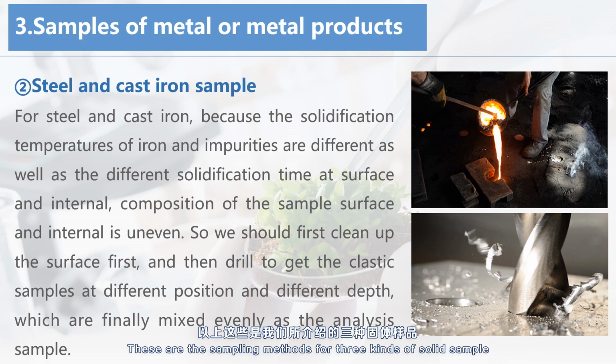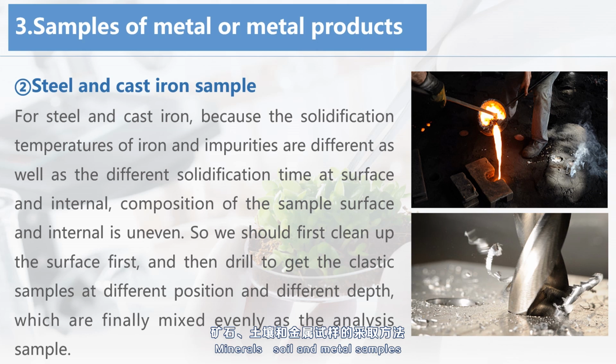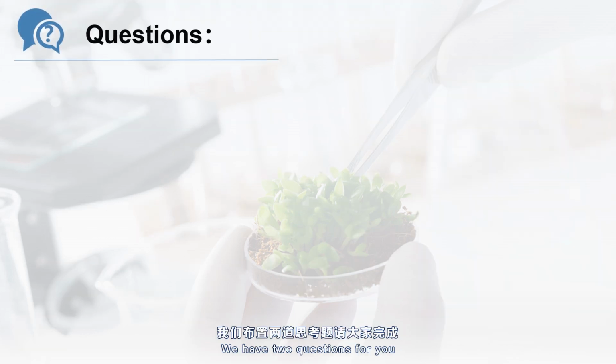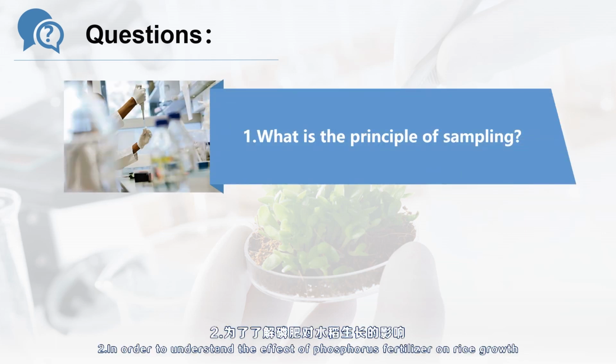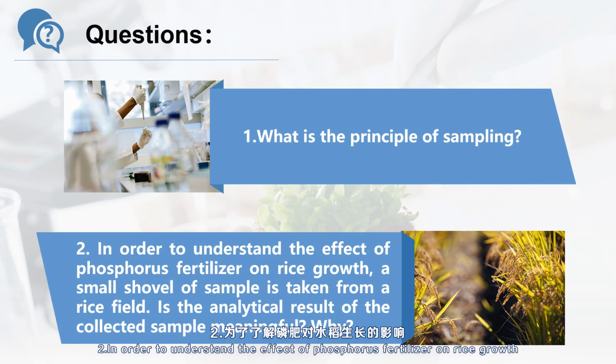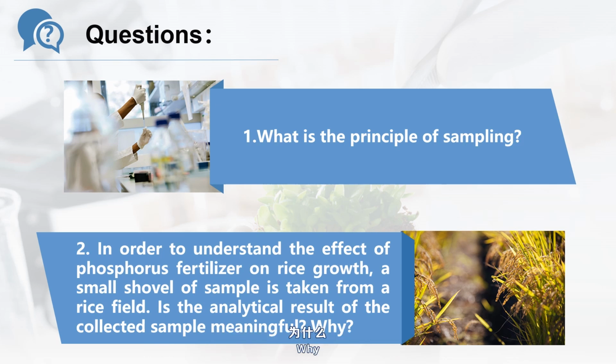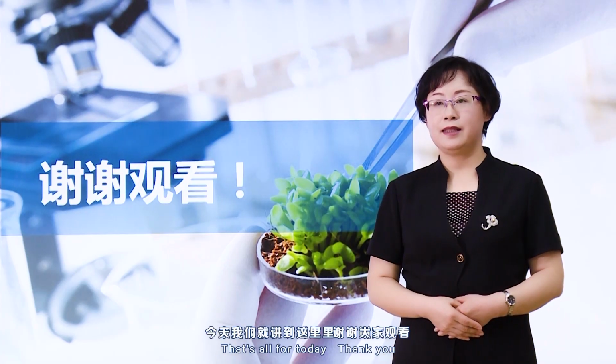These are the sampling methods for 3 kinds of solid sample: minerals, soil, and metal samples. We have 2 questions for you. What is the principle of sampling? In order to understand the effect of phosphorus fertilizer on rice growth, a small shovel of sample is taken from a rice field. Is the analysis result of the collected sample meaningful? Why? That's all for today. Thank you.